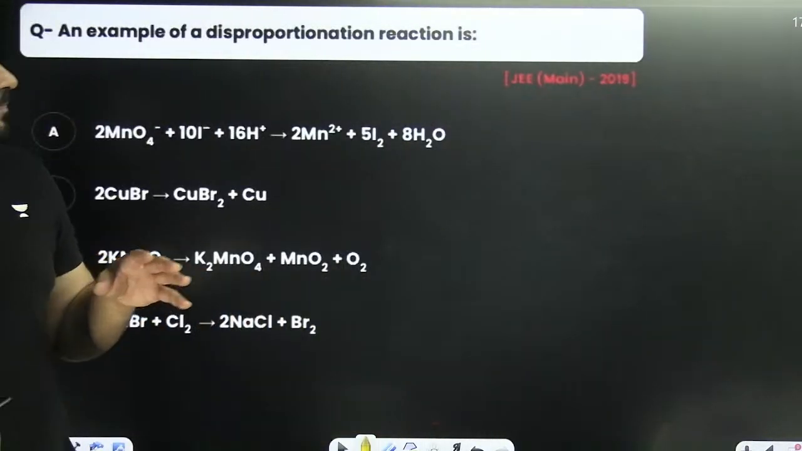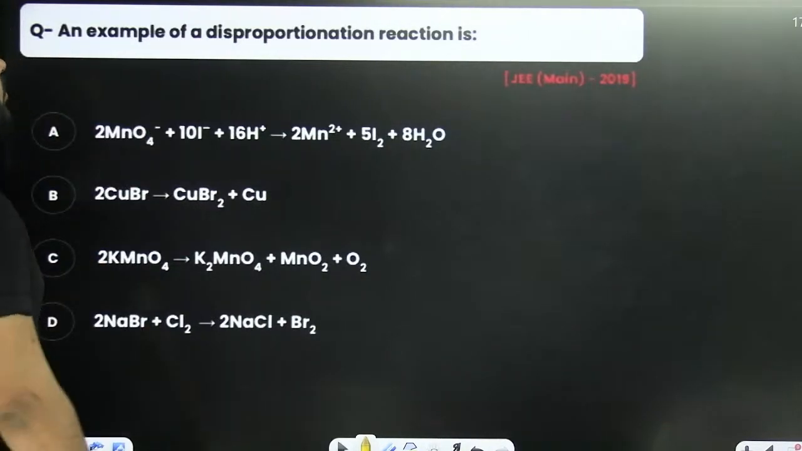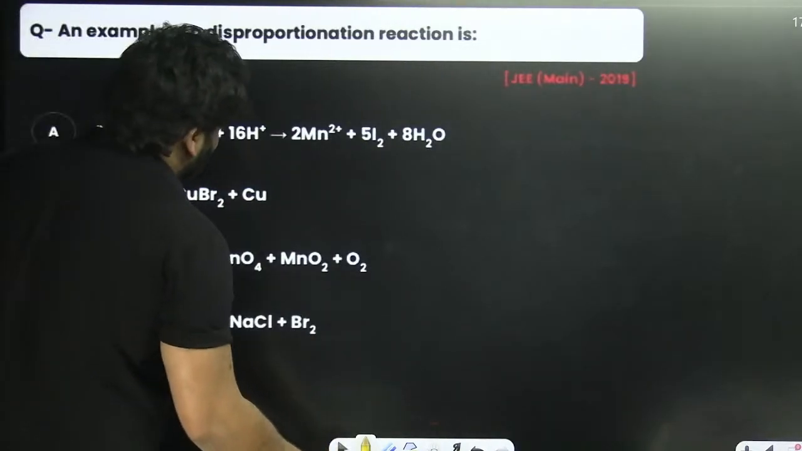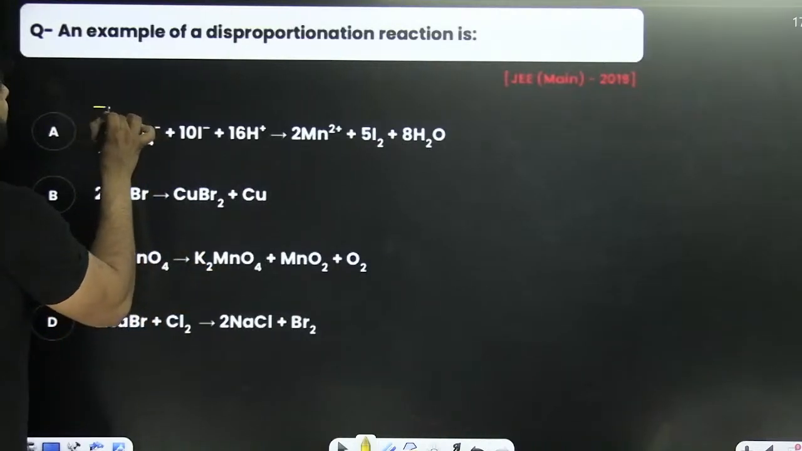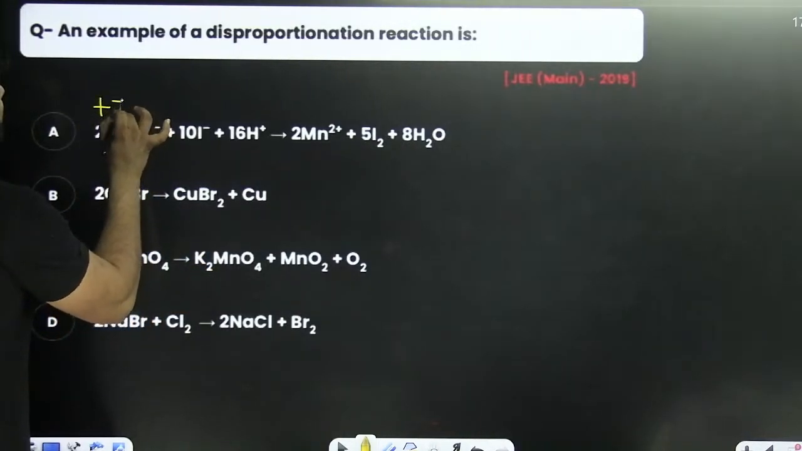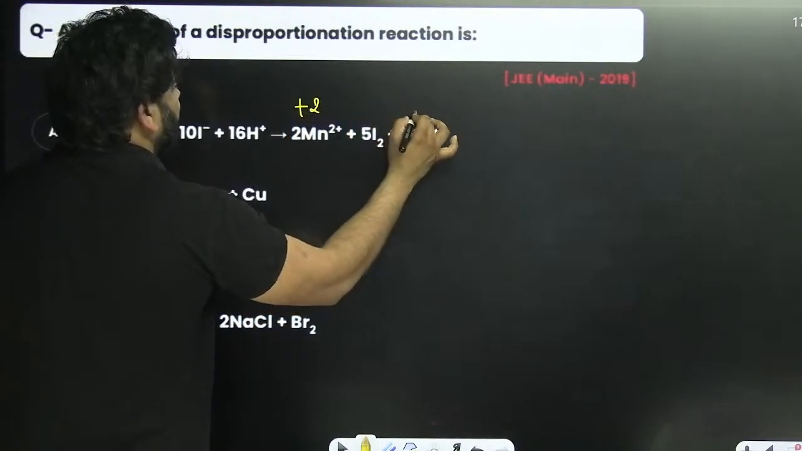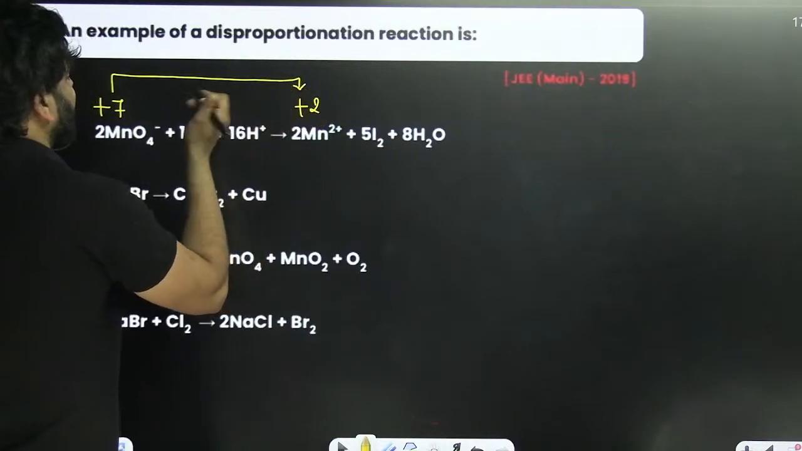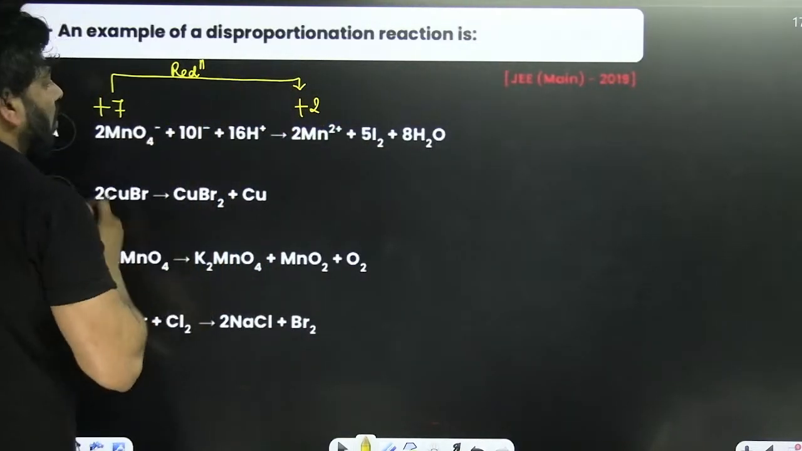Now we have a question for all of you. Let's see who can solve this question. The question is pretty simple. It asks: an example of a disproportionation reaction is, where can you find the example of a disproportionation? So we have to find out the oxidation state first, and then we'll see where we can find the change. This is permanganate. Permanganate is +7 in oxidation state, and then this is +2. It's a simple reaction in which only reduction is happening in manganese.